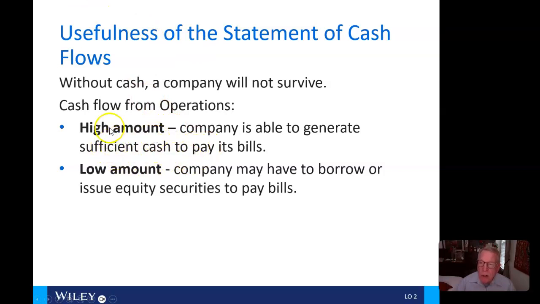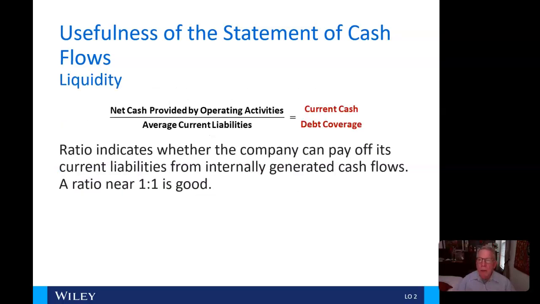So we want to see a high cash flow from operations. That tells me that the company is able to generate sufficient cash to pay its bills. If there's a low amount too, the company may have to borrow or issue equity securities to pay bills. That's not good.